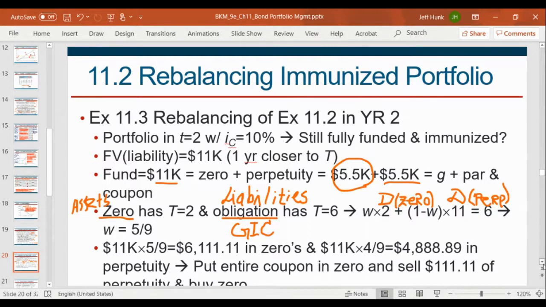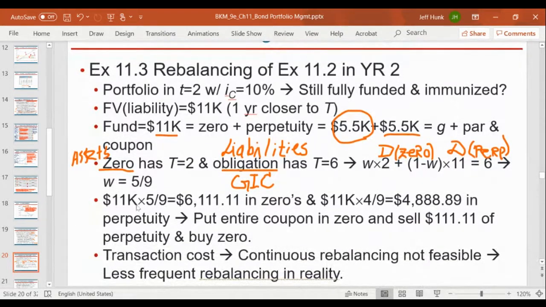And if you do that, the weight comes to 5/9. So it's not exactly half now, right? It's more than half. So 5/9 of 11K is 6,111. So you have to put 6,111 in zeros, right? Zero coupon. And the remainder is 4/9. So 4/9 of the 11K into perpetuity.